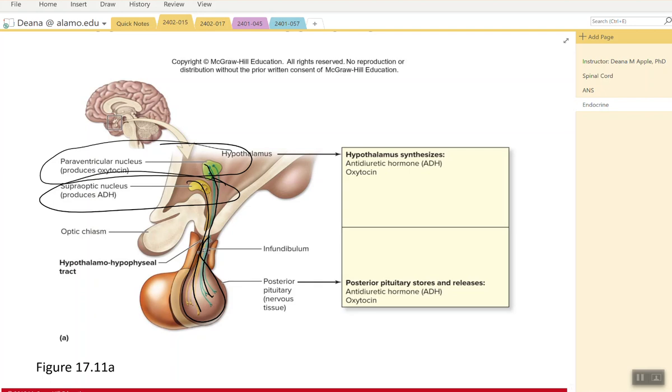Huh? What? Antidiuretic hormone? It's on your slide. It is right there. On your slide.